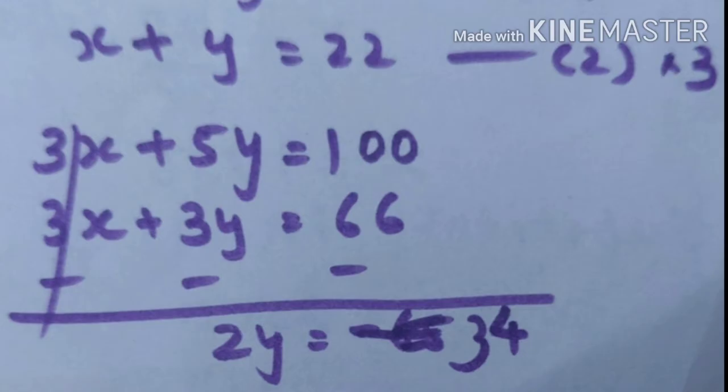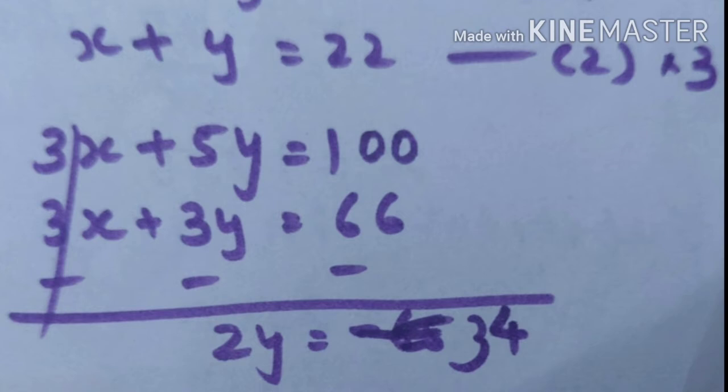Now read the second line of question number 23: he buys 22 stamps in all, means the total number of stamps is 22. We have supposed 3 paise stamps as x and 5 paise stamps as y. So the total stamps means x plus y is equal to 22. This is our equation number 2.